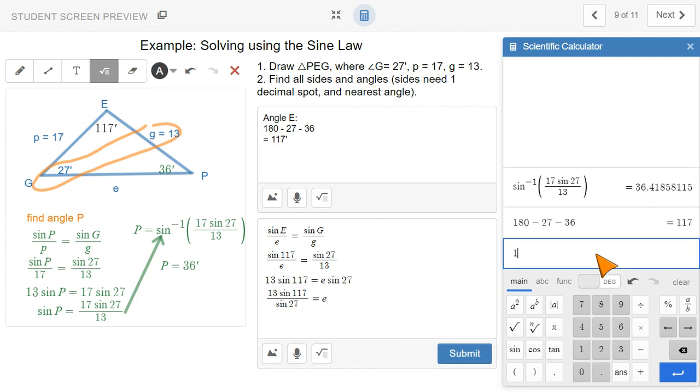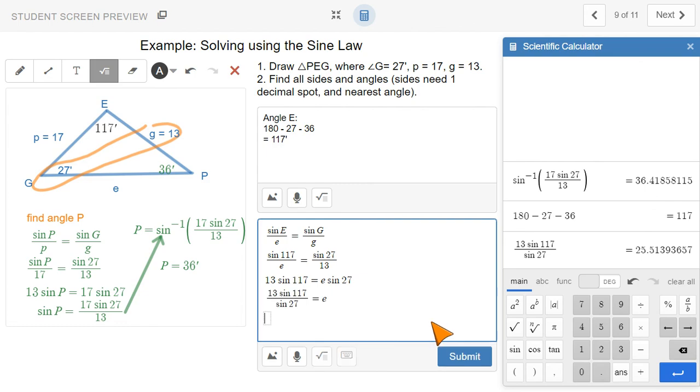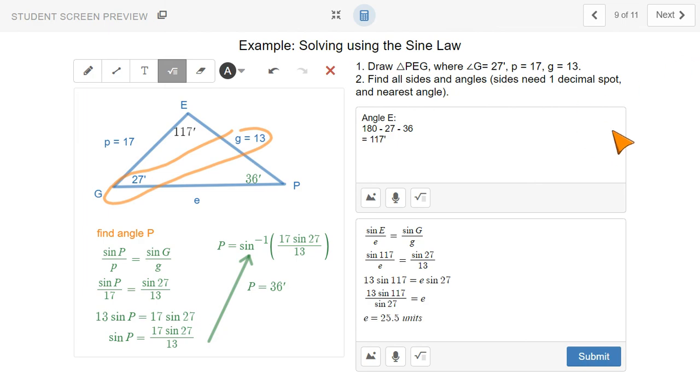Put this into the calculator, and we have E is equal to 25.5 units. Okay, so that's it. In a nutshell, how to use the sine law.